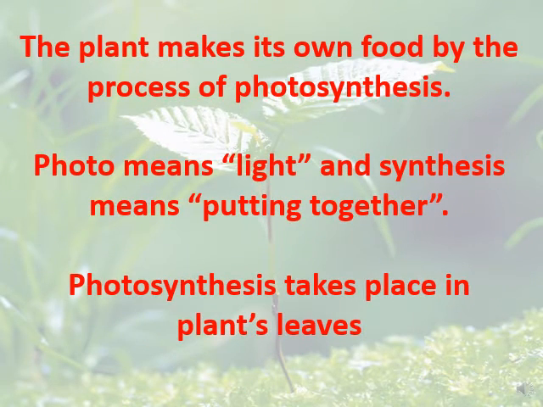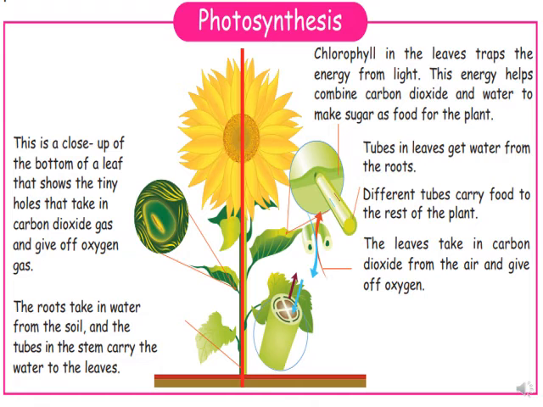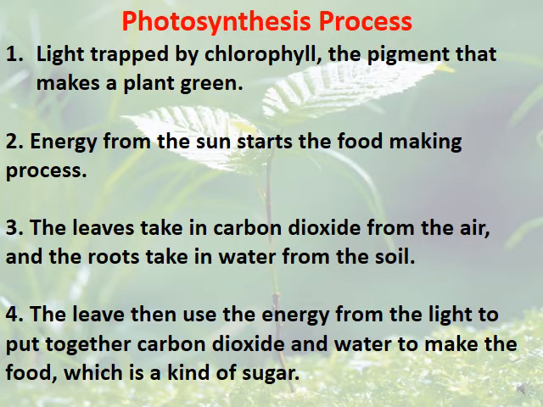The plants make their own food by the process of photosynthesis. As we said before, photo means the light, synthesis means putting together. Photosynthesis takes place in the leaves of the plants. In photosynthesis, the chlorophyll in the leaves traps the energy from the light. So this energy will help to combine both carbon dioxide, CO2, and water, H2O, to make the sugar, which is the food for the plant. The process of photosynthesis includes different steps.